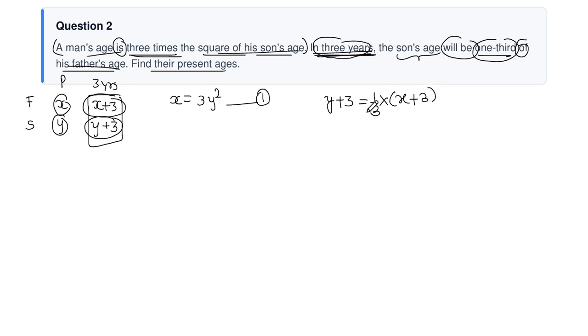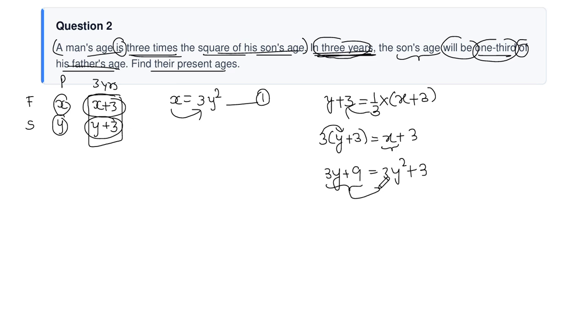So from here, if we do the cross multiplication, we get 3 into y plus 3 is equal to x plus 3. If you multiply this 3 inside, we get 3y plus 3 times 3 is 9, equal to x. Now look at equation number 1: the x value is nothing but 3y square. So we'll substitute here 3y square instead of x plus 3 as it is.